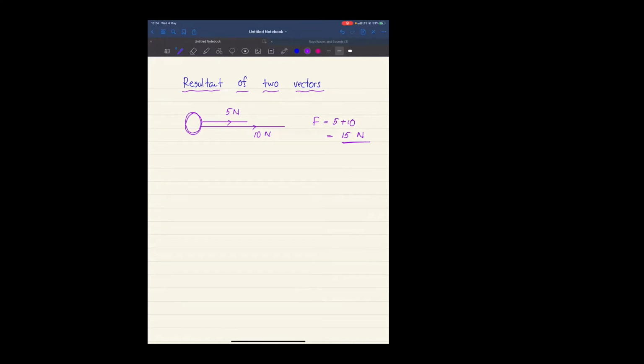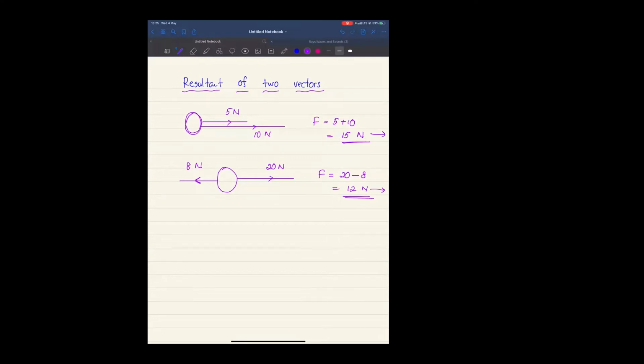Let's say there's another object. You are pulling with a force of 20 newtons, and there's another person on the other side applying a force of 8 newtons in this direction. Now what is the resultant force? It will be 20 minus 8, which is 12 newtons, 12 newtons to the right. If you put the direction, fine.